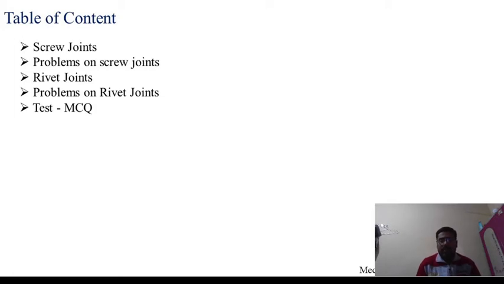So let's go, we are starting this session. Next, problems on rivet joints. What are the problems that come with rivets? What parameters do we find here? And finally, we go for multiple choice questions in the last slide of the session. Okay, let's start the session.